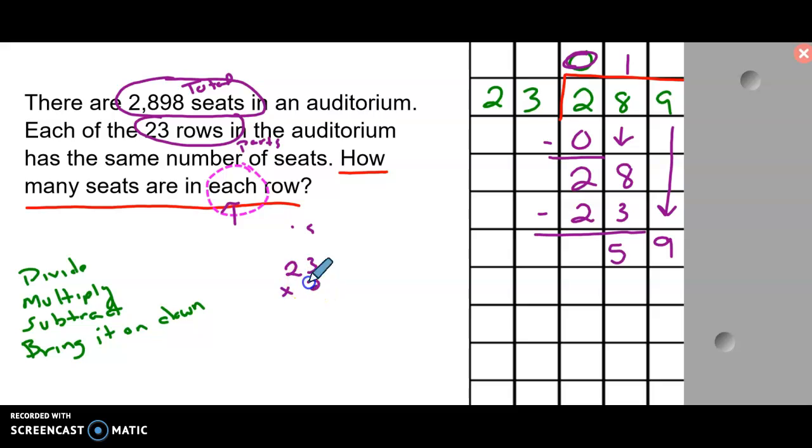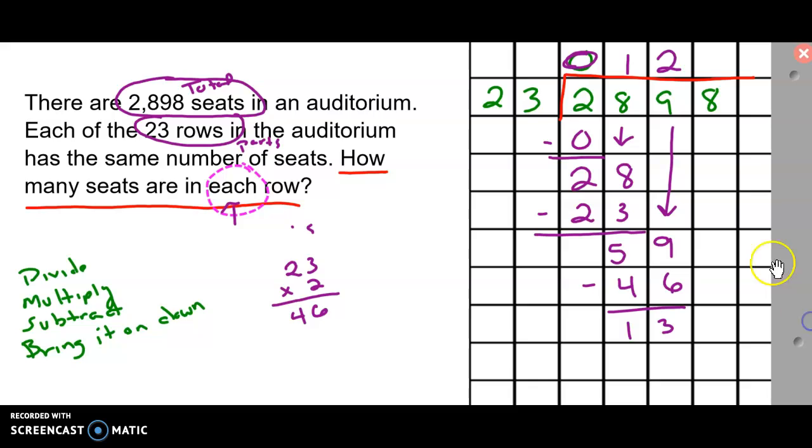23 times 2 gives me 46. So I'm going to put a 2 there. Subtract 46, and I'm going to get 13. Now I'm going to bring down my last number, the 8. Now, how many times does 23 go into 138? I have not a clue. So, changed that color, didn't I? That's funny. All right, we're just going to leave it at that.